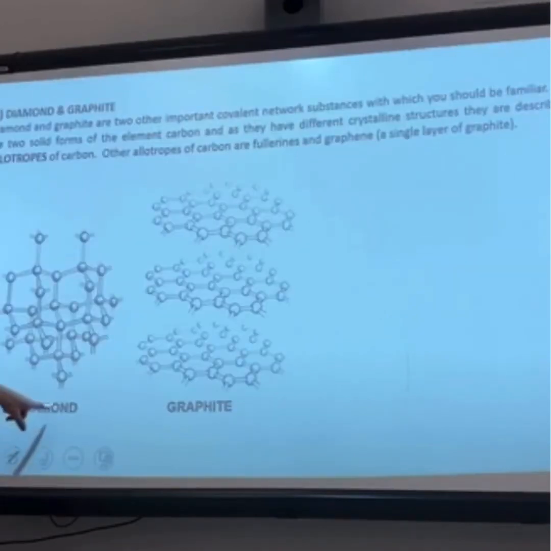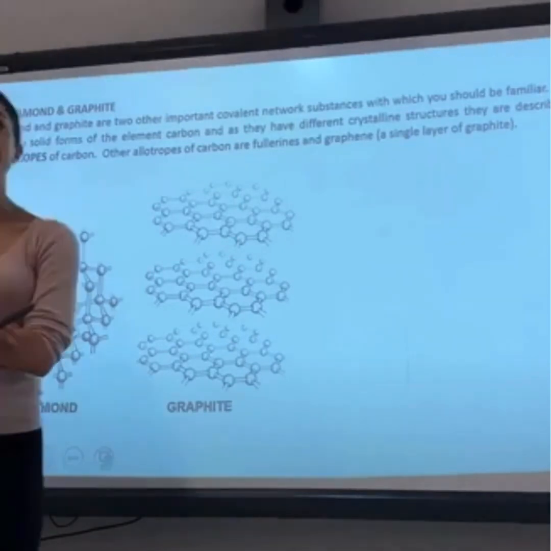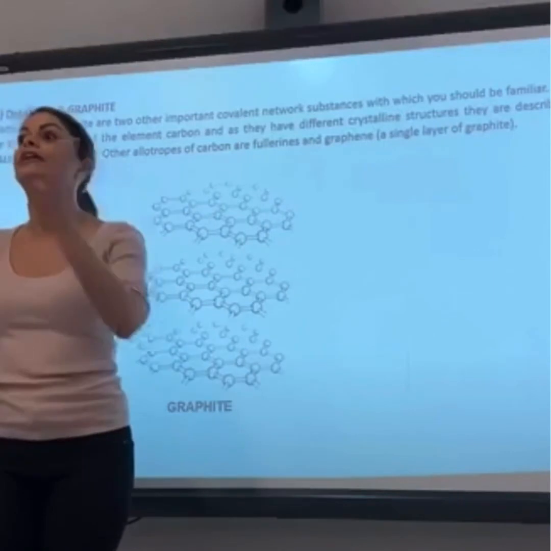Okay, diamond and graphite are carbon structures. They are covalent network. They are made up of continuous covalent bonds, but they're really different. They're both just carbon, but they're really different, and they're really interesting.